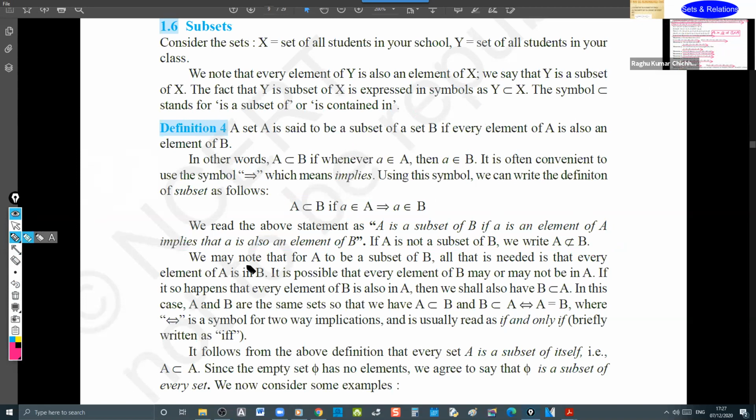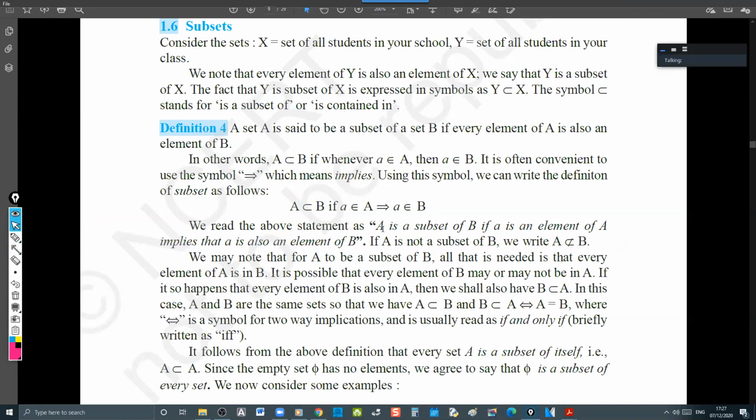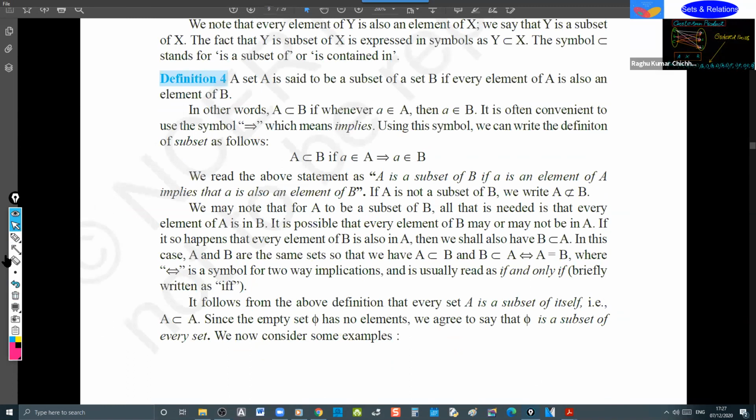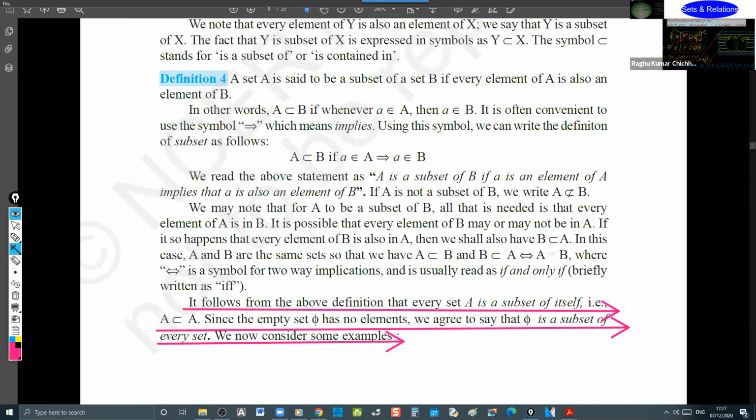Now every set is a subset of itself. That is understandable; I need not explain more about that. It follows from the above definition. Every set is a subset of itself. That is, A is a subset of A. Since the empty set phi has no elements, we agree to say that phi is a subset of every set. We now consider some examples. Now, one more thing he has not mentioned. We have to see whether he mentions it later or not.